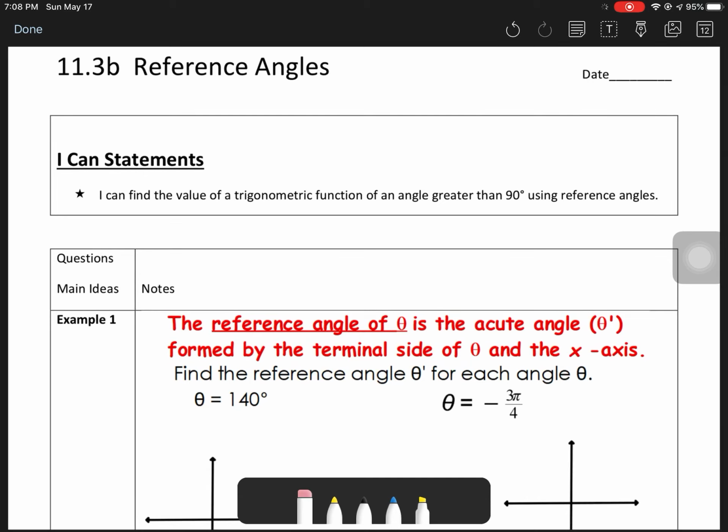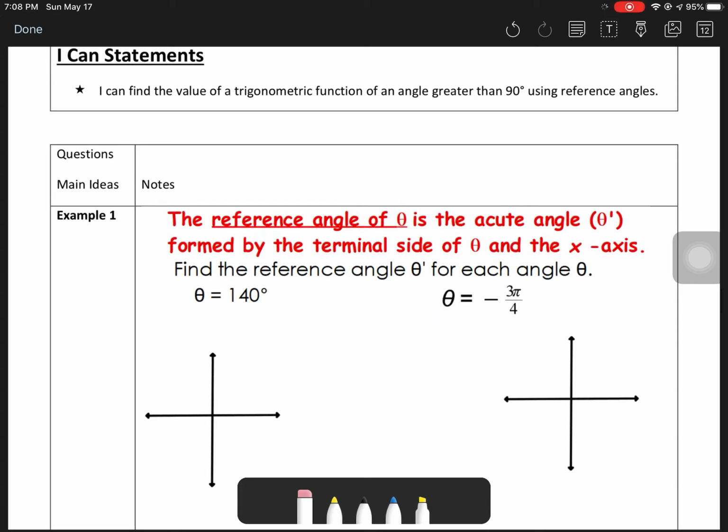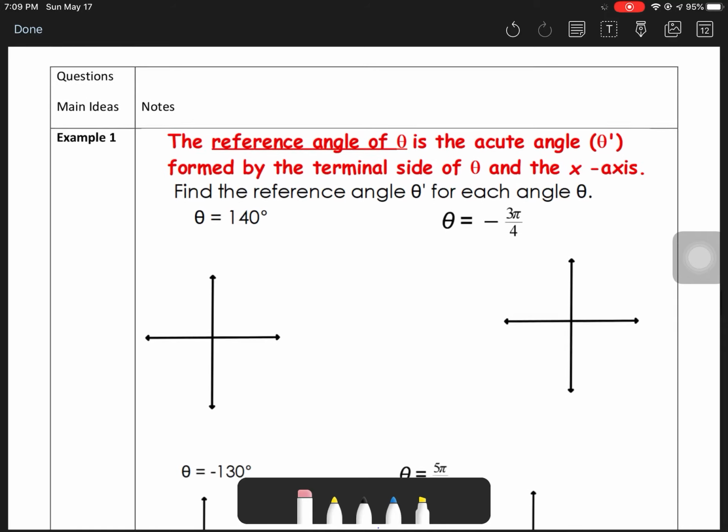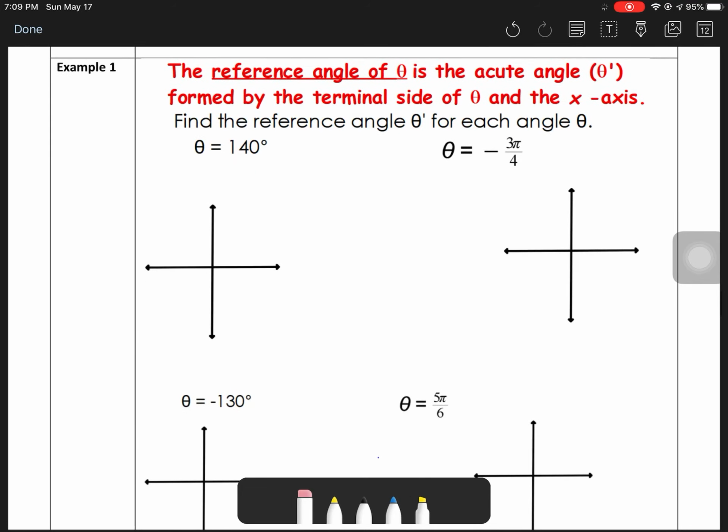So 11.3b is talking about reference angles. What we're going to be doing with reference angles is using them to create special right triangles that will allow us to find the values without using a calculator. So in our example 1 here, the reference angle theta prime is the acute angle formed by the terminal side of theta and the x-axis.